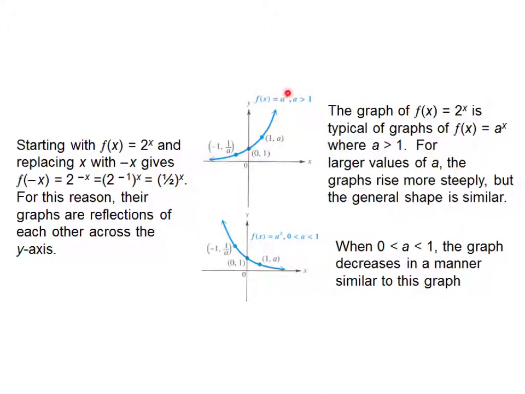This is the general shape of these kind of graphs, where a is greater than 1. Anytime the a value here, this number here, gets larger, your graph just gets a little bit steeper. But the shape is about the same. When you have a fractional value, again, this is essentially the shape of the graph. So there's really only two shapes.